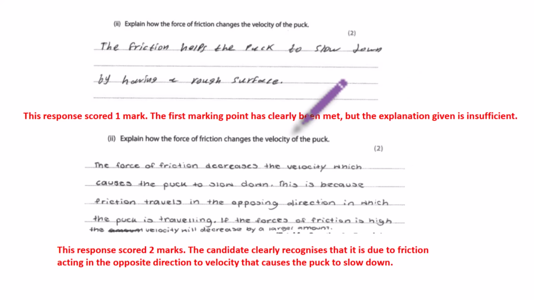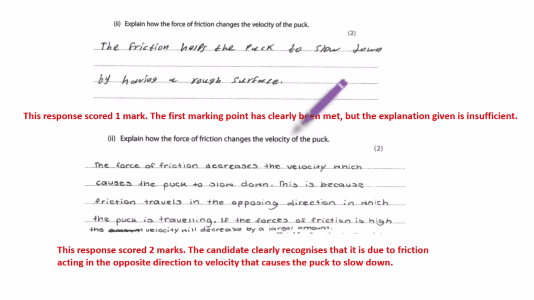Explain how the force of friction changes the velocity of the puck. So one student wrote, the friction helps the puck to slow down by having a rough surface. This response only got 1 mark. The first marking point has been clearly met, but the explanation given is insufficient.